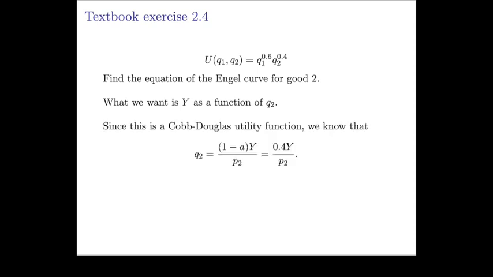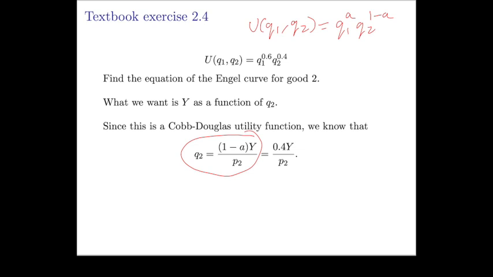That way we would be able to plot this with y on the vertical axis, q2 on the horizontal axis. Remember, this is a Cobb-Douglas utility, so I'm not going to go through and solve the maximization problem. Instead, we're going to just remember that the quantity of good 2 that the consumer is going to demand is (1 minus a) divided by p2. And what's a? Remember, the Cobb-Douglas utility function is u(q1, q2) equals q1 to the a times q2 to the 1 minus a for some constant a. And in this case, a happens to be 0.6.